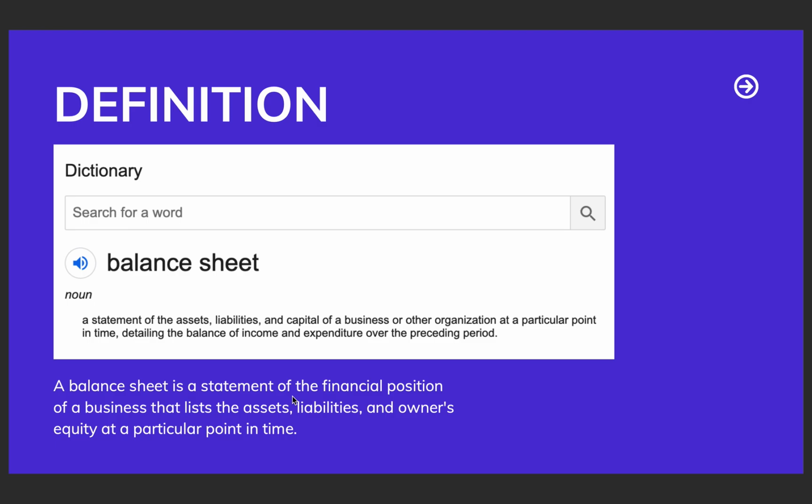So it is one out of three documents that a company releases to the public to give the public an understanding of their current financial position. So a balance sheet is one of the first documents that any investor looks at.